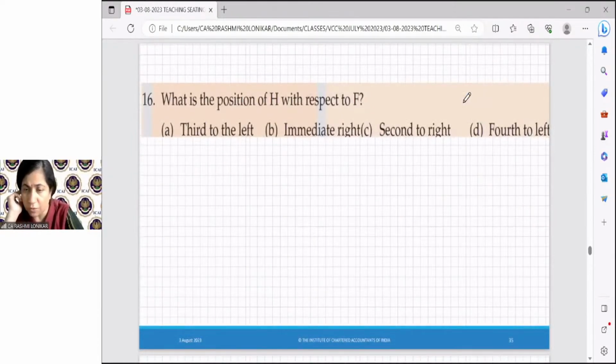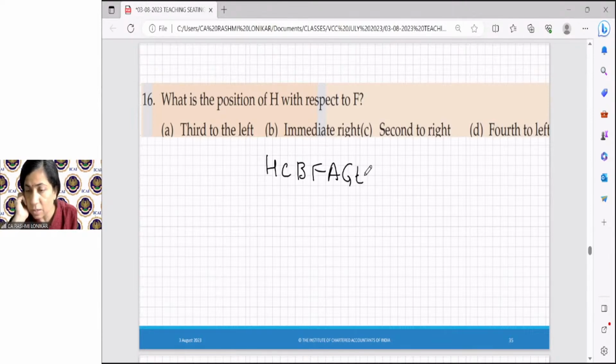What is the position of H with respect to E? H, C, B, F, A, G, E, D. What is the position of H with respect to F? From F to H, 1, 2, 3. Third from the left.